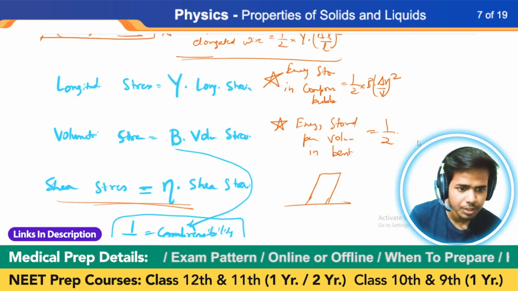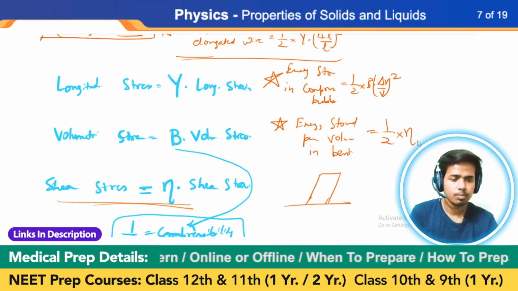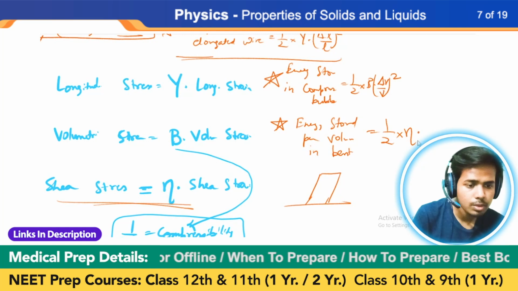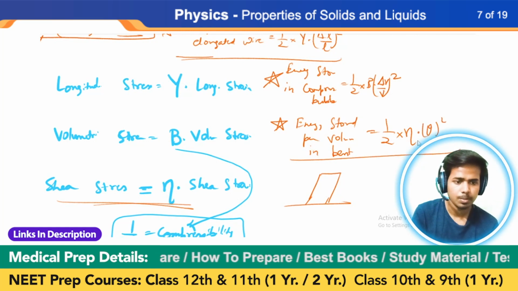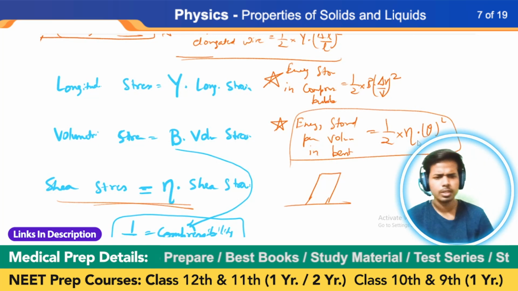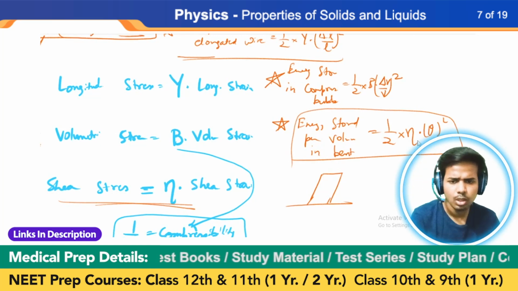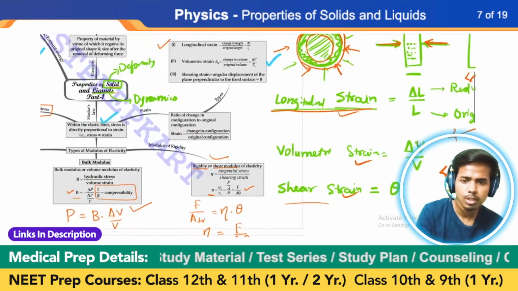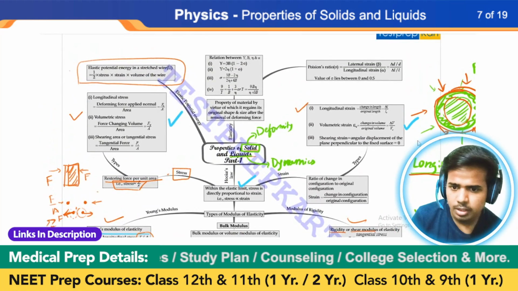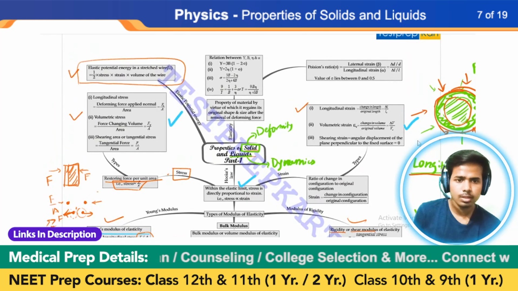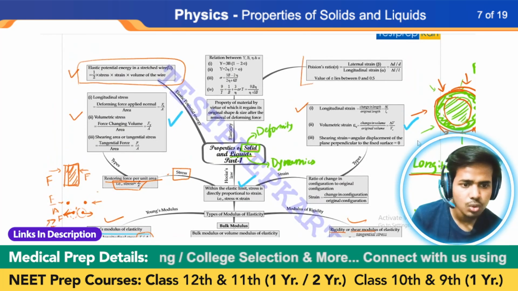Will be equal to half into the modulus of rigidity into theta square. As simple as that. So these three equations are very similar to each other, not very difficult to remember. So this was it for this part. And this is something called Poisson's ratio.